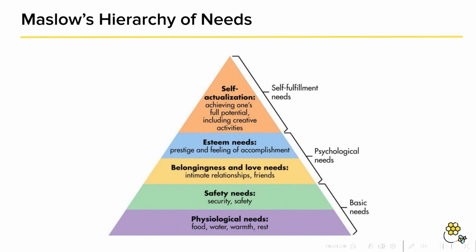The needs on the pyramid include, first, your physiological needs. These are the most basic and fundamental needs, including food, water, shelter, and clothing. Once you have these fulfilled, you can move on to safety needs. These are the needs for security and stability, including protection from harm and financial security. Once you have these fulfilled, you can move on to love and belonging needs.